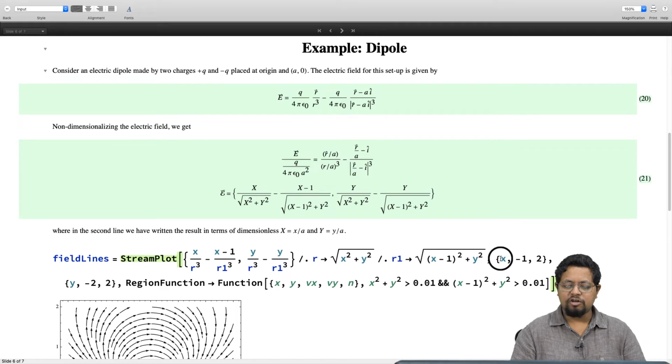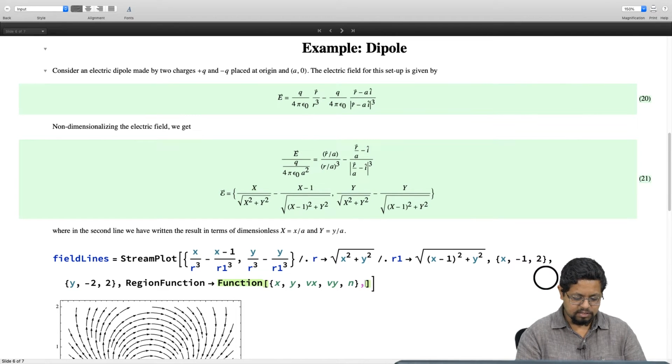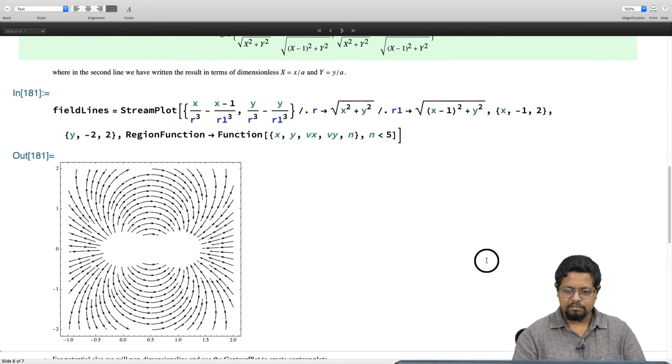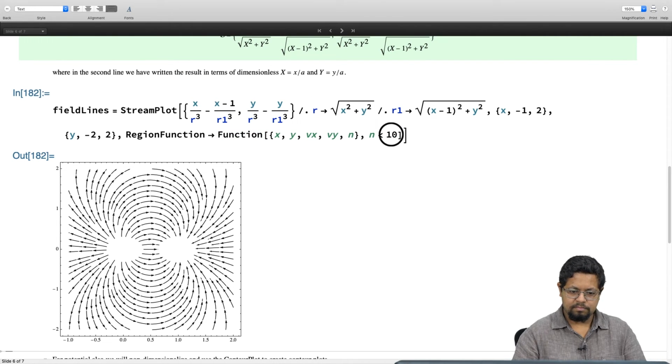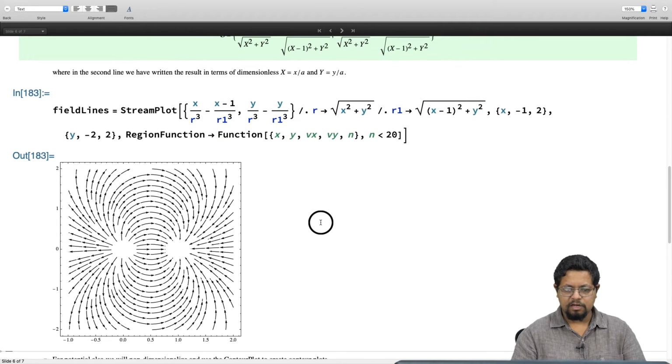I define the range of x from minus 1 to 2 and the range of y from minus 2 to 2, and I also apply the region function. Rather than choosing this complicated region function, we can choose a simpler one such as norm less than 5, maybe even bigger, maybe even bigger. There we go.